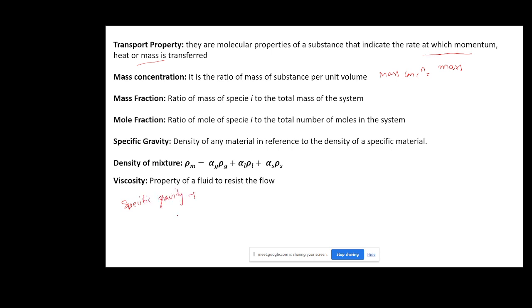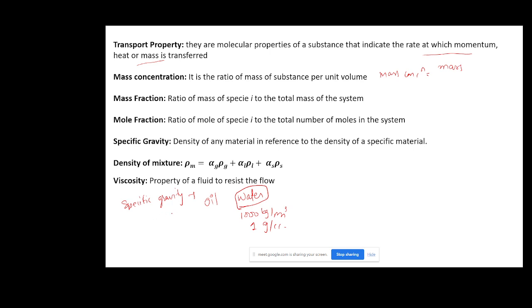So specific gravity is a term usually used when you want to compare the densities of two materials. Say, for example, if you have oil and you have water. Water is usually considered the reference material, because water is the universal solvent and its density is 1000 kg per meter cube, or it can be 1 gram per cc.